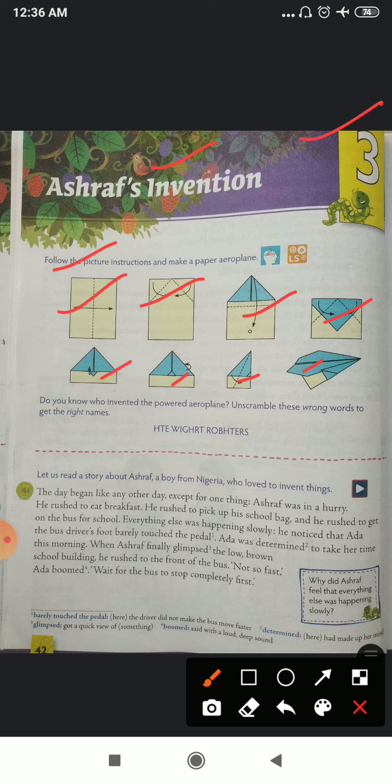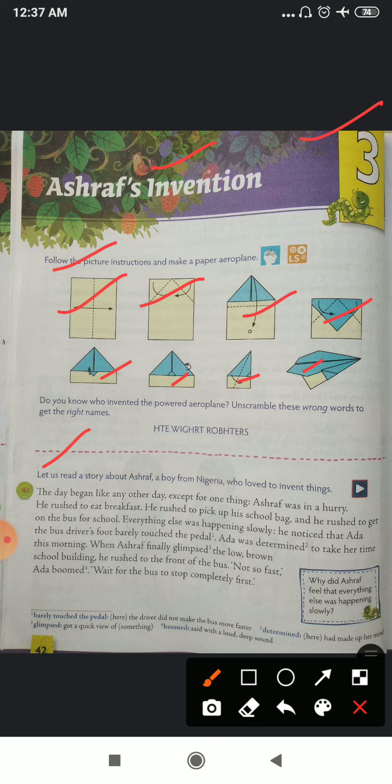When I was a kid, I was also very curious about so many things. Here we have the story of a little boy who is very curious and is involved in a lot of experimentation. I hope you have also done a lot of experiments, and now also at your homes you are doing so many experiments. This boy Ashraf likes inventing with whatever is available to him. So the story is about Ashraf's invention. Let's begin with it.